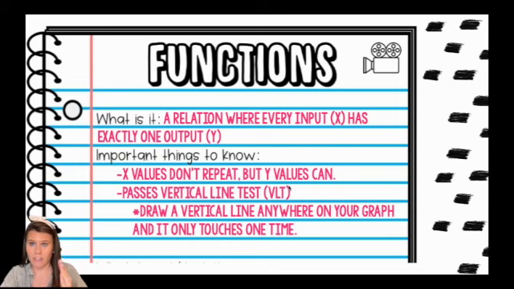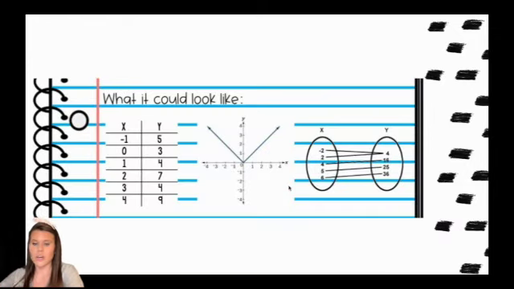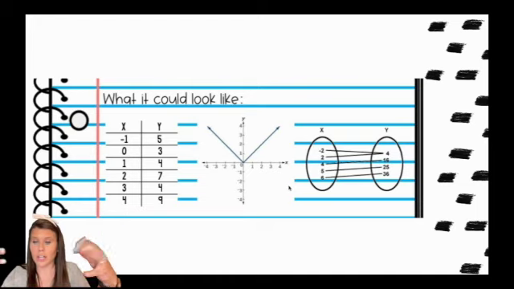So when we talk about passing the vertical line test, that means I can draw a vertical line anywhere on the graph and it only touches your line one time, and we'll show you what that looks like in just a second. So looking at the different possibilities, again, a relation, there are 4 different ways it can look. You have your ordered pair, you have your input-output table, you have your mapping diagram, and you have your coordinate plane.